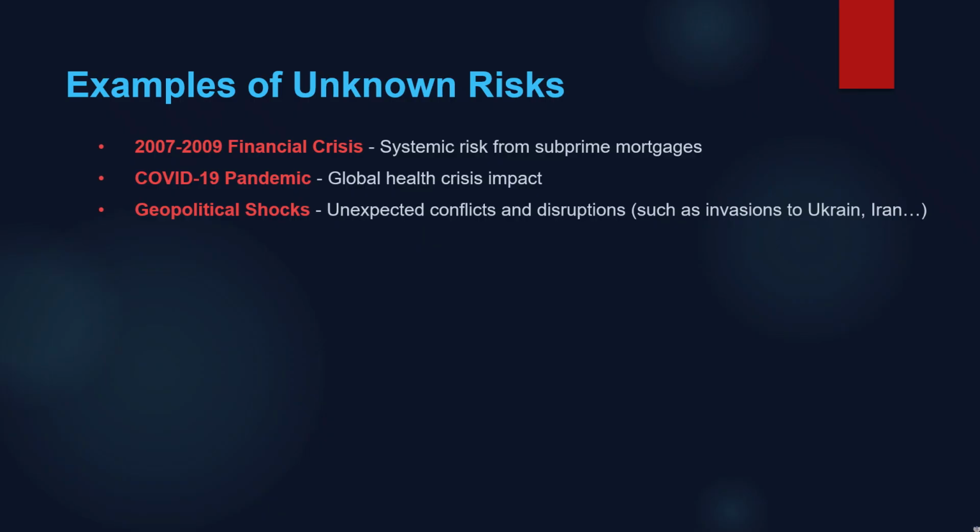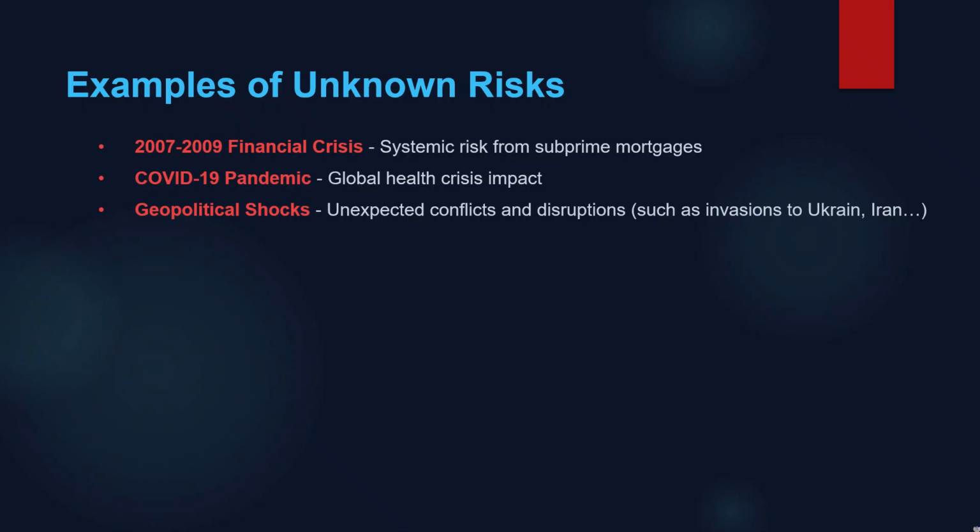Let's look at some real-world examples of unknown unknowns that became all too real. The 2007-2009 financial crisis stemmed from systemic risk related to subprime mortgages. Before it happened, few imagined that problems in one segment of the US housing markets could trigger a global financial meltdown. The interconnections through securitization, the extent of leverage, the correlation of defaults, these were not properly understood or modeled.